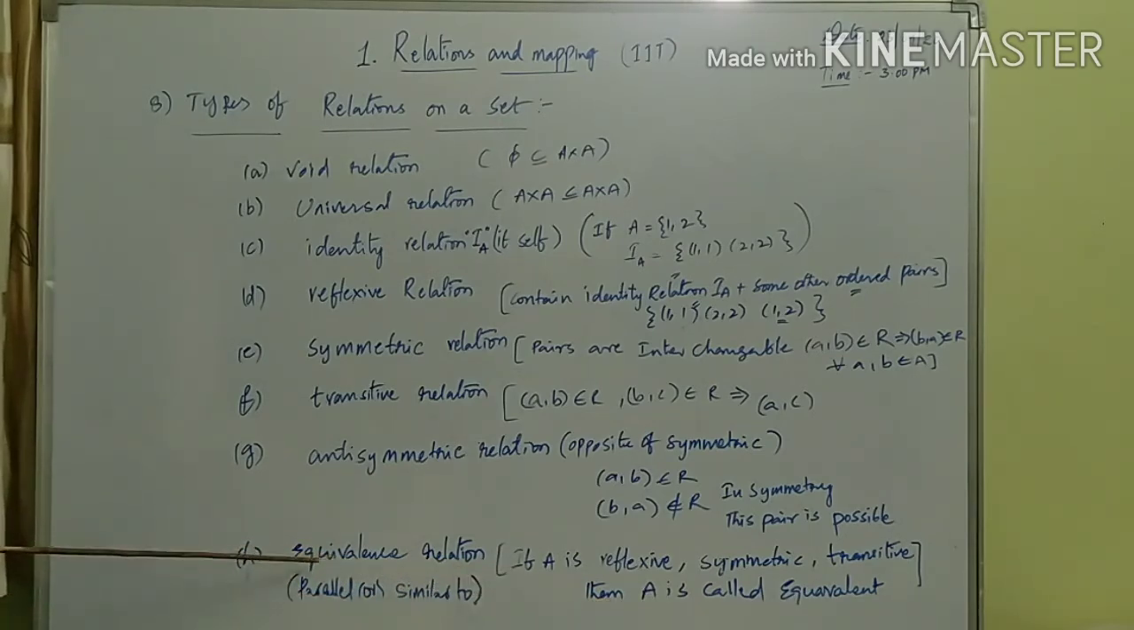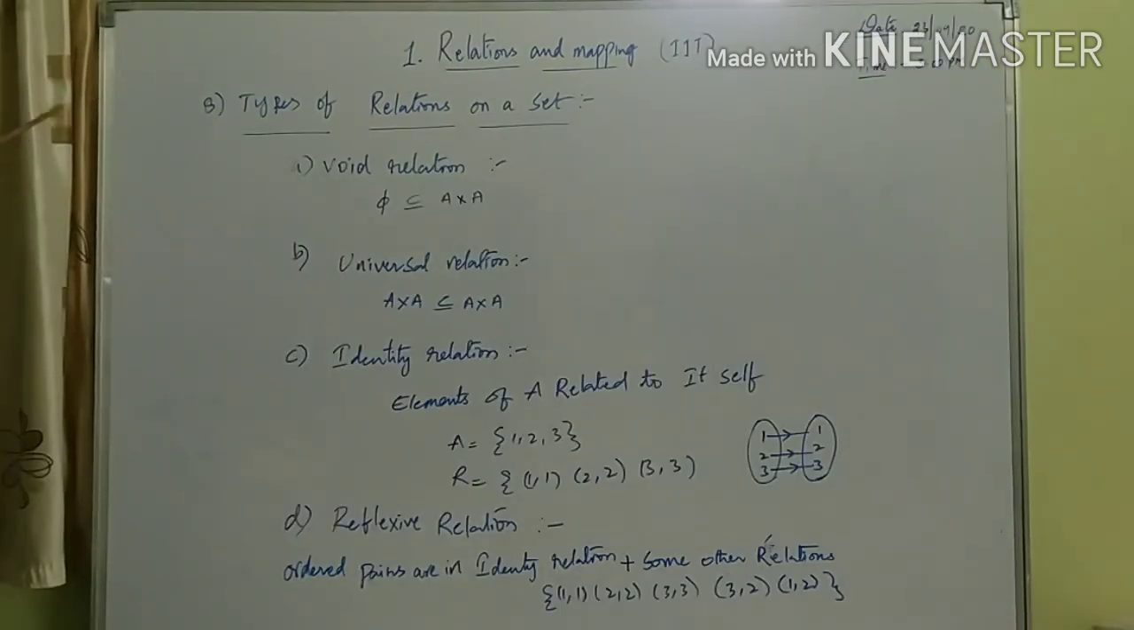Some examples of equivalence relations are parallel to or similar to. Lines being parallel in a plane is an example of an equivalence relation, and in a plane, triangles being similar to each other is another example of an equivalence relation. These are the types of relations with examples.